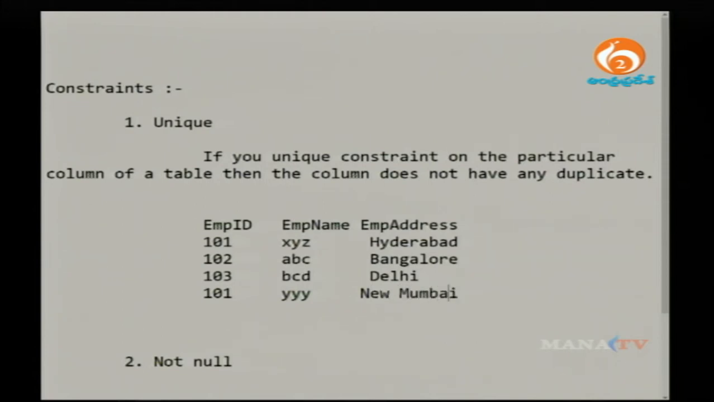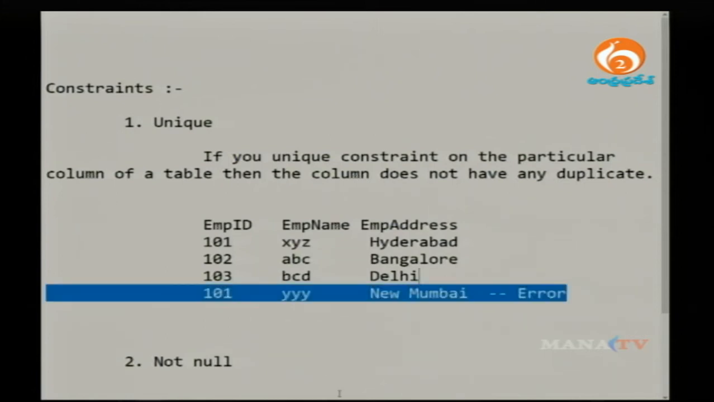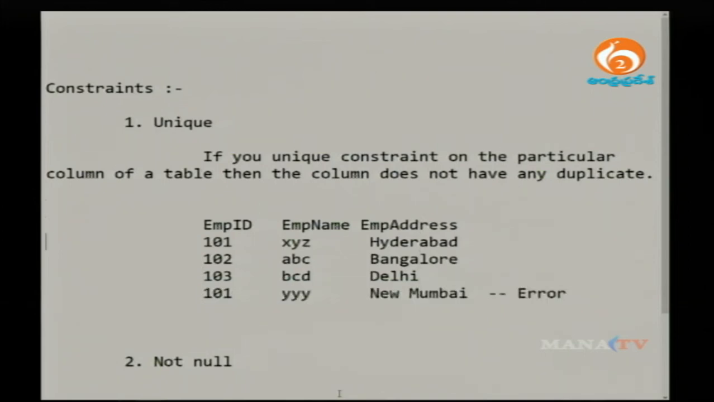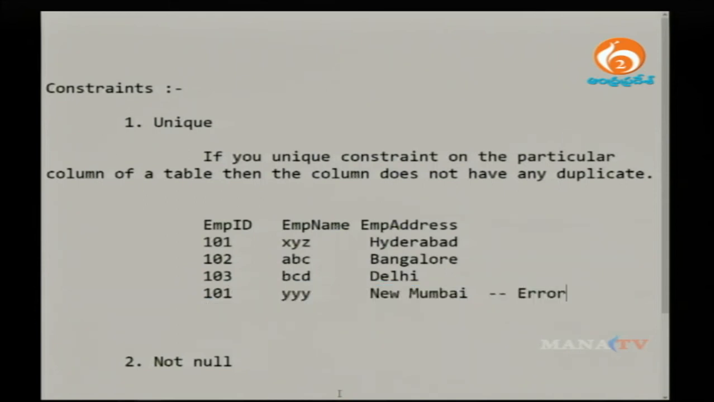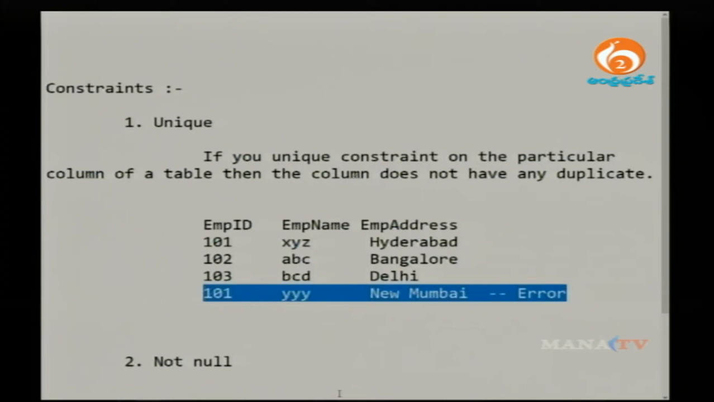When I try to insert this record into my table, the table has to show me an error. As a user, you are not supposed to insert the same record or same ID which is already present in my table. When you try to insert the same 101 again into this table, it is not possible; it has to show an error message.